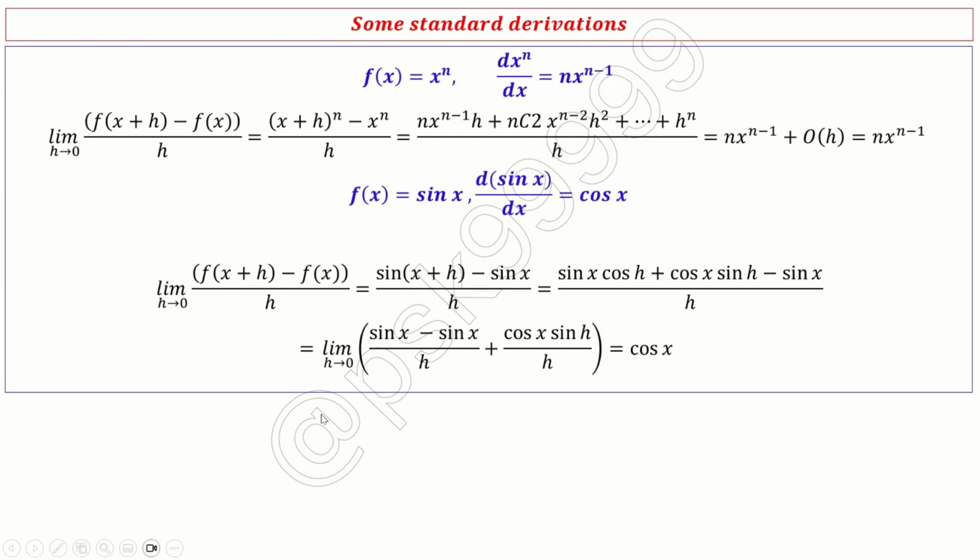Okay, one is if f of x equals x to the power of n, then differentiation we can write in this form also, right? d x to the power of n divided by dx equals n times x to the power of n minus 1, which means the power comes to the product and the power reduces by 1. This is a very important definition of derivative.